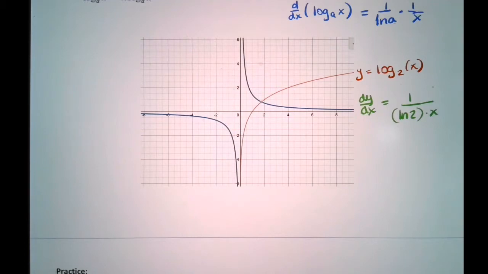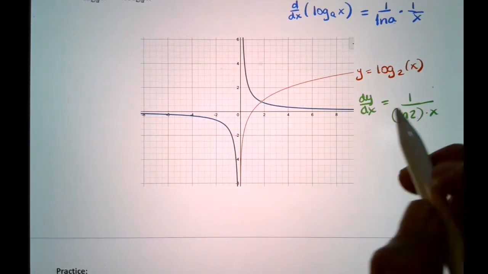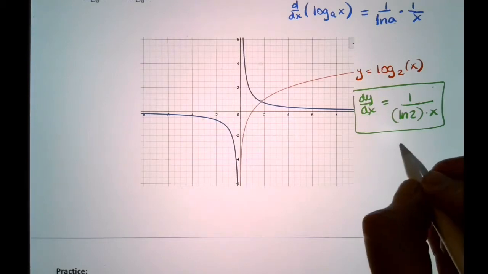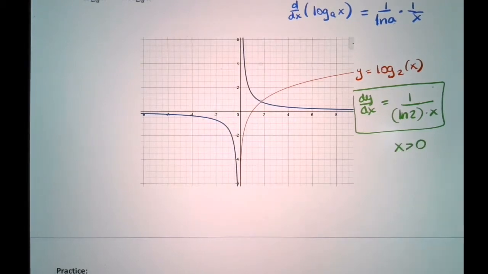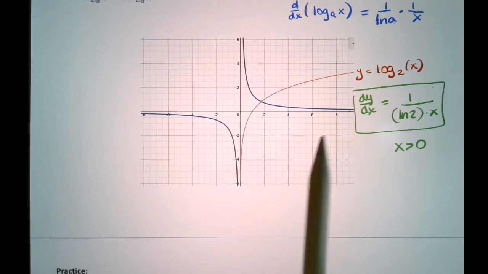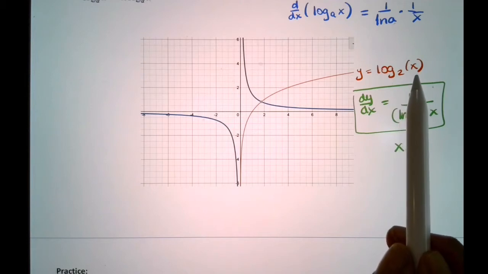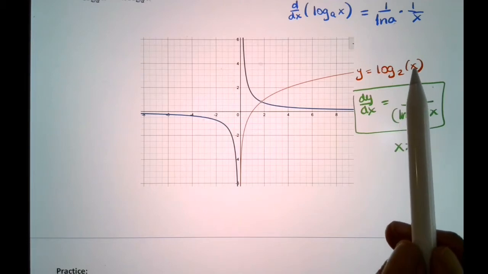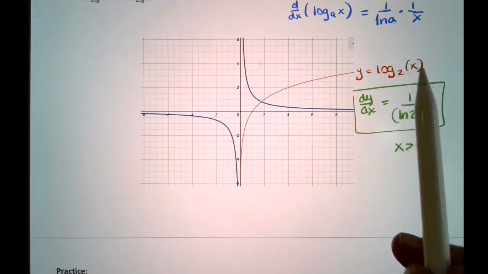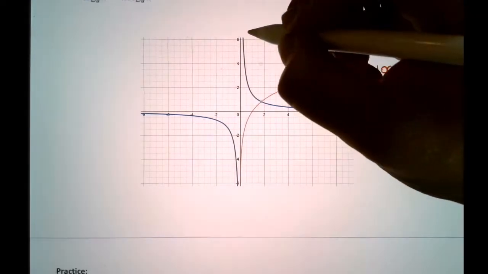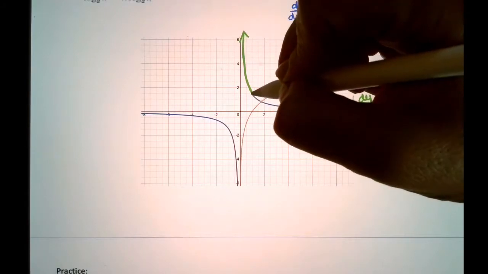Now remember, it's sort of understood. You can just box this up and say, hey, that's my derivative. It's pretty much understood that it's only good for x strictly greater than 0, because that's the domain of your original logarithm. You can't have a derivative for an x value that's not in the domain of that original function. So really, when I think about the derivative of this log base 2 of x, it's only this little piece. I just want to be really clear about that.